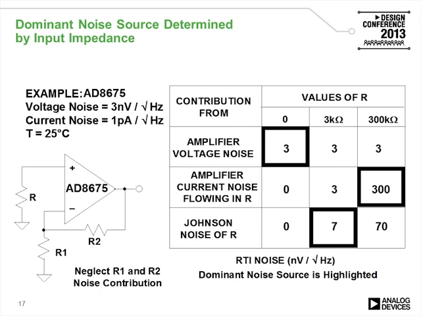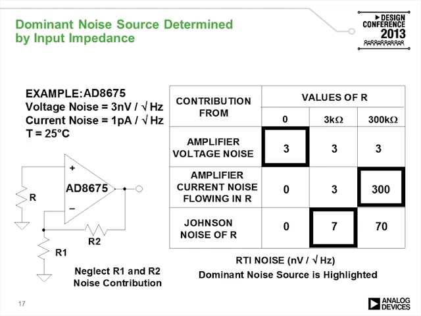Sometimes we need to determine exactly what is the dominant source of the noise. As you can see from the previous slide, both the resistors, the source impedance, and the amplifier contribute to noise, and it is very important to understand which is the dominant source. In this example, the AD8675 is an operational amplifier with a voltage noise density of 3 nanovolts per root Hz and a current noise density of 1 picoamp per root Hz.